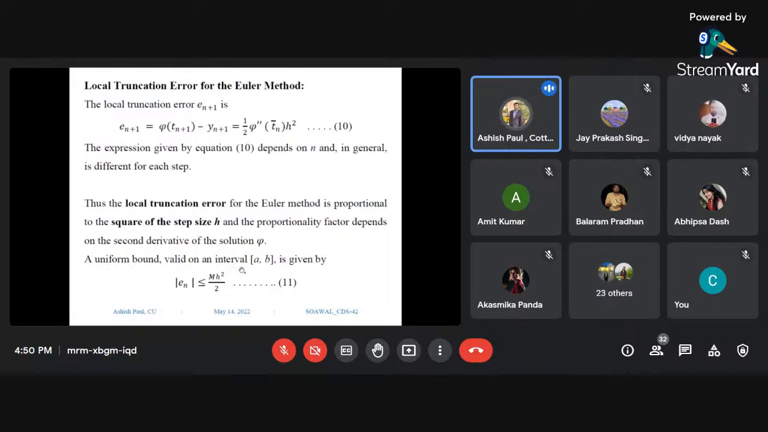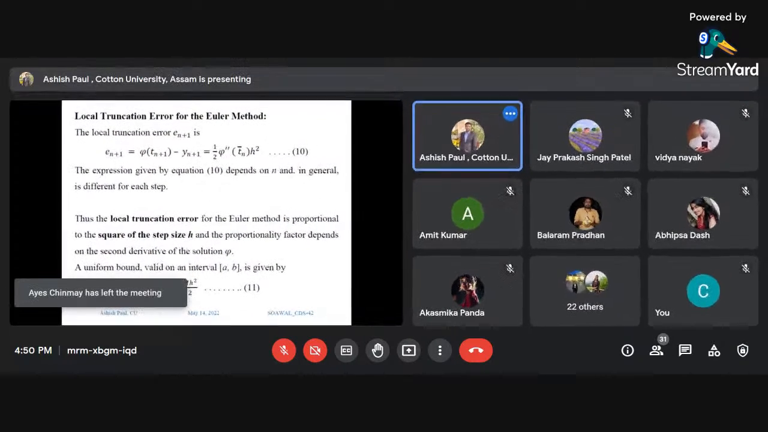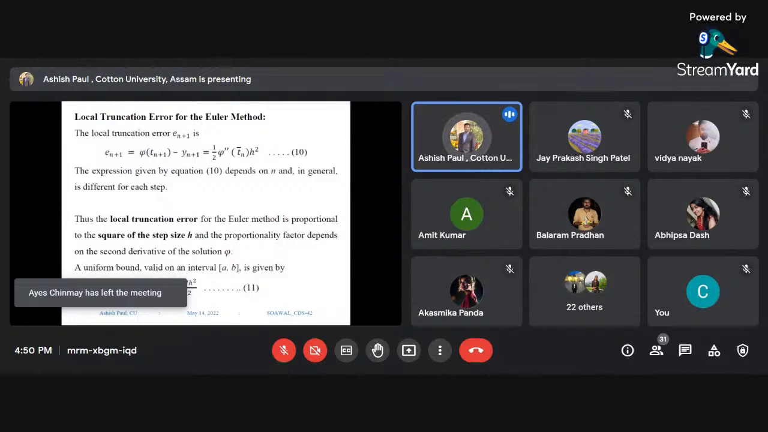Now how to select the step size? As I have mentioned in those two particular tables, while decreasing the value of H, it may be possible for us to reduce error and to get more accurate results. But the question comes, how to choose a suitable value of H?